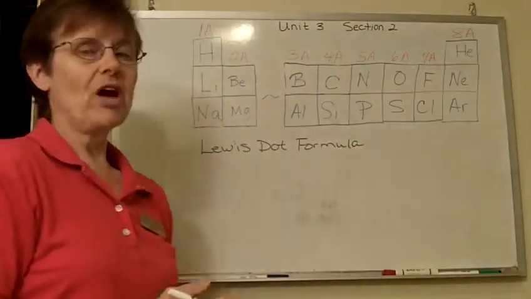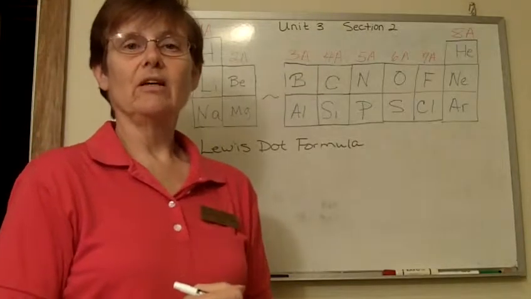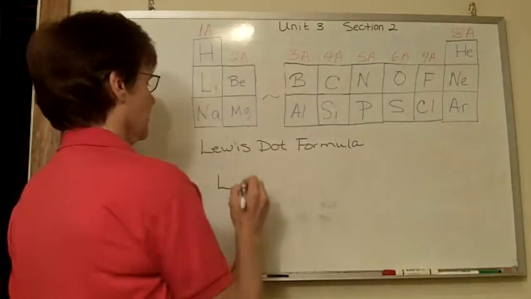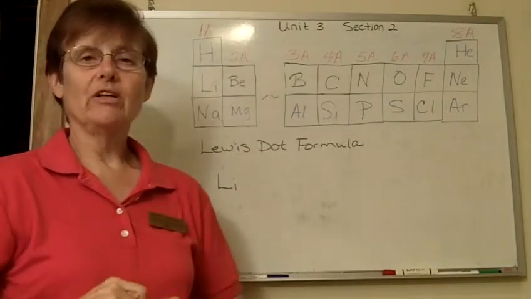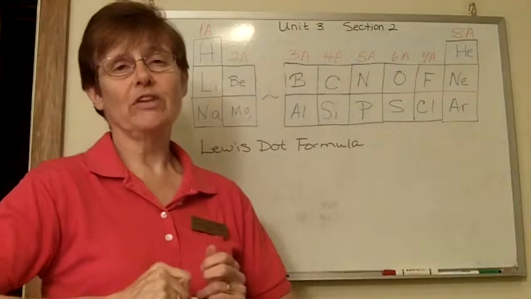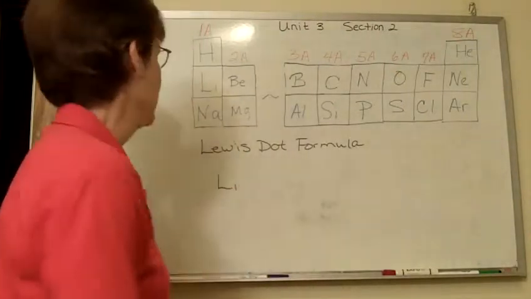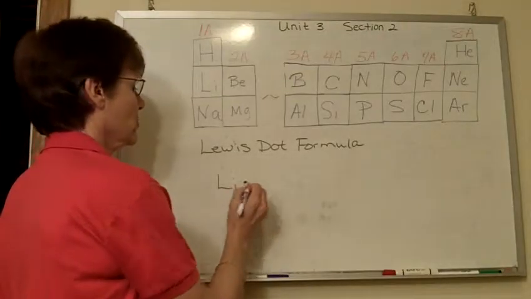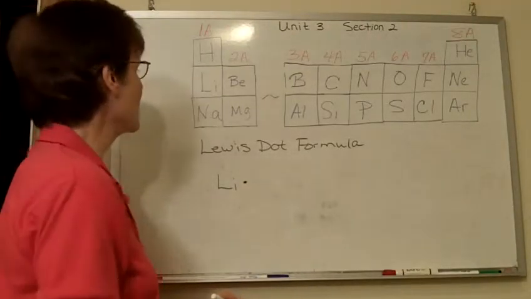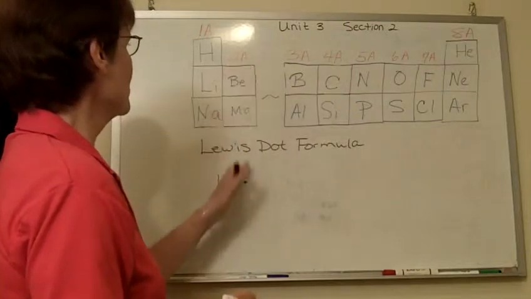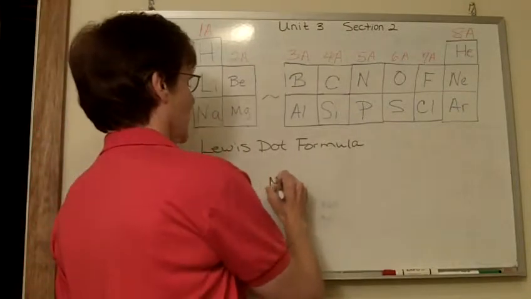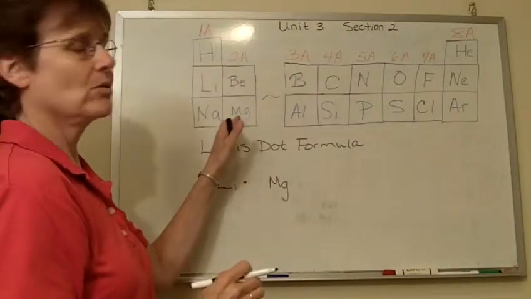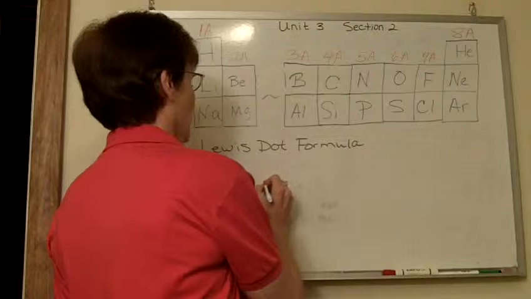To draw the Lewis dot formula for an element, we write the element symbol. So let's just start with lithium. And next to it, we put the number of dots that represent the number of electrons in the valence shell. Now in this case, over here, there's 1 electron, so the Lewis dot formula looks like that. If we were to go on to something in this column, let's just pick magnesium, the Lewis dot formula would need 2 dots because there's 2 electrons in the valence shell. So we write 2 dots like this.